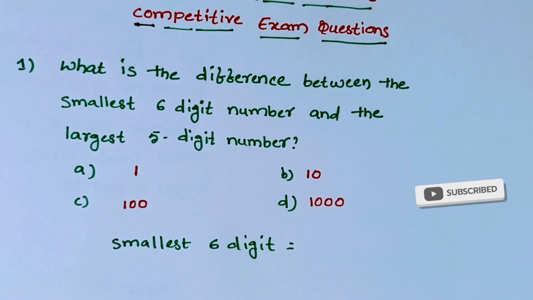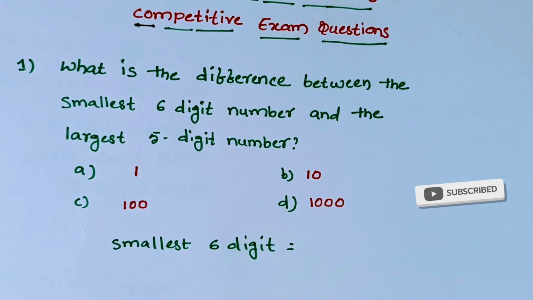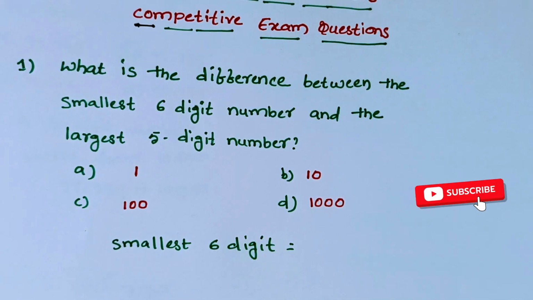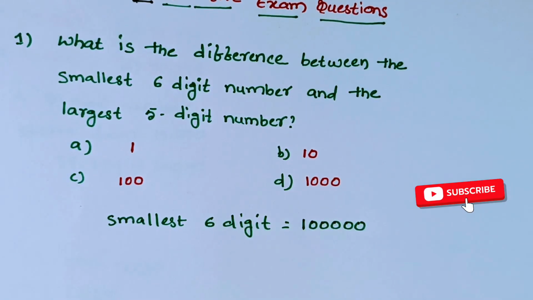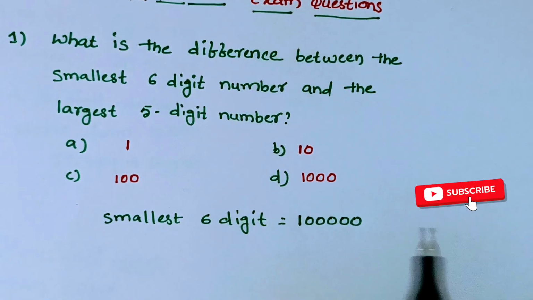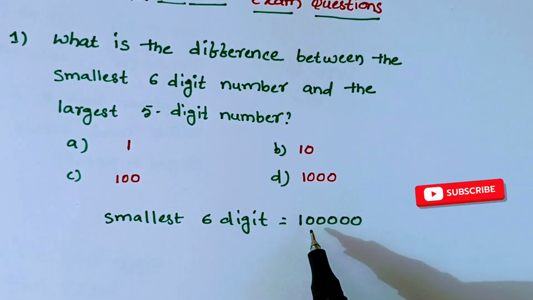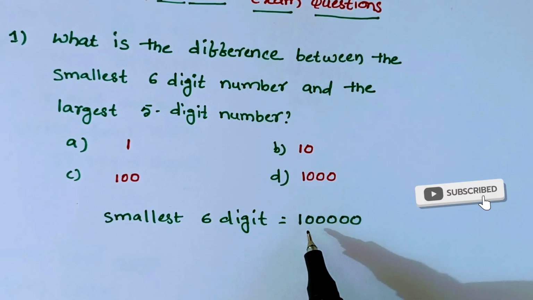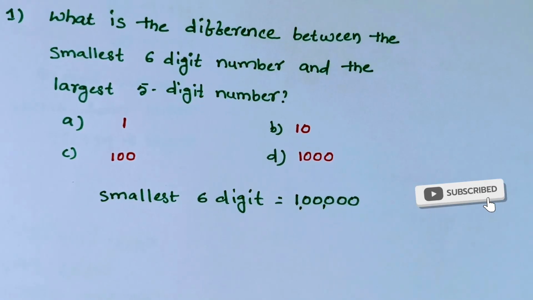First, identify the smallest 6-digit number. What is the trick? Smallest number: 1, and the remaining 5 digits are zeros. Read this number: ones, tens, hundreds, thousands, 10,000s, lakhs. So the smallest 6-digit number is 1 lakh.